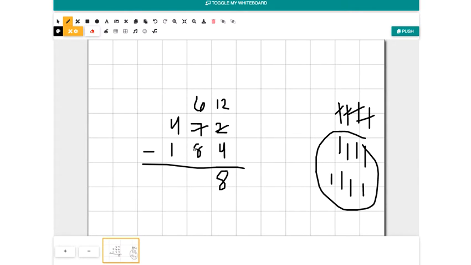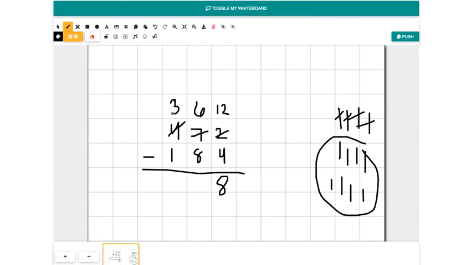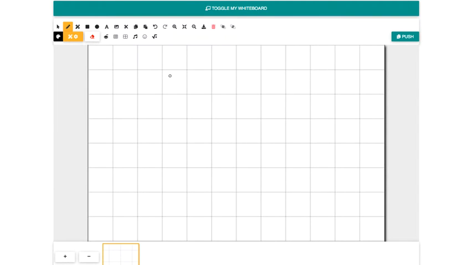6 minus 8. I can't take 8 out of 6 because 6 is smaller. So I'm going to have to go next door, mark out my 7. Whoops, it's going to become a 6 because I'm going to borrow 1. 10 plus 6 is 16. So 16 minus 8 is 8. 6 minus 1 is 5. So I had to borrow twice, but it was not across zeros this time. Let's try another one where we have to borrow.